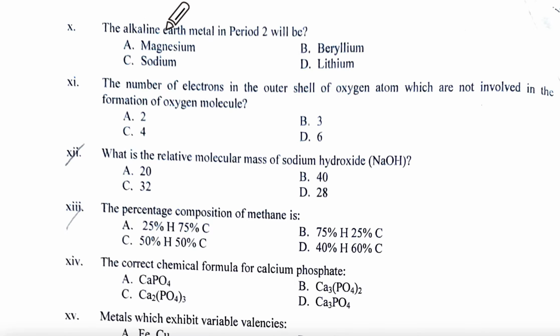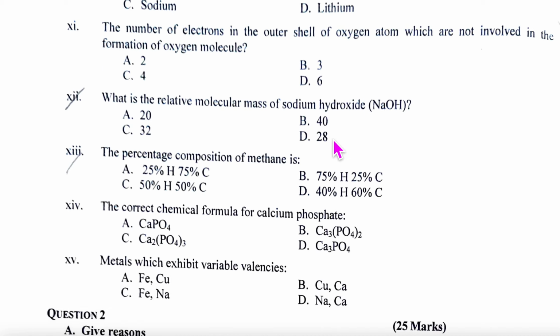Now, alkaline earth metal in period 2. Period 2 is little Betty. So this is alkali metal, alkaline earth. So what is this? You remember the mnemonics of period 2, period 3, everything? You know by heart, right? Yes, ma'am.